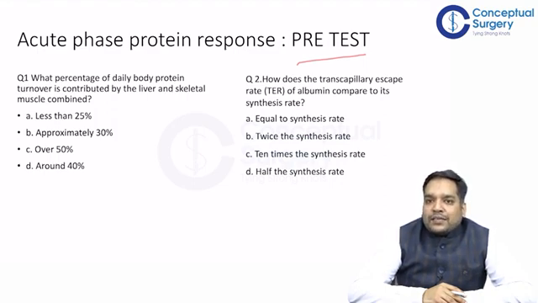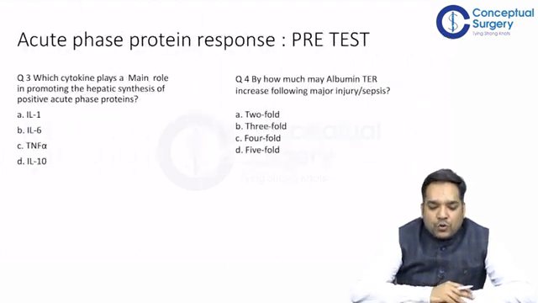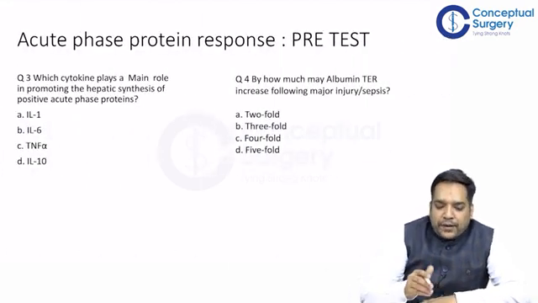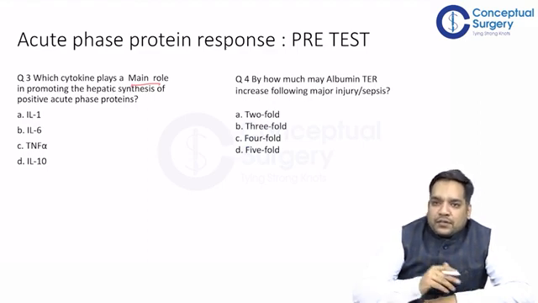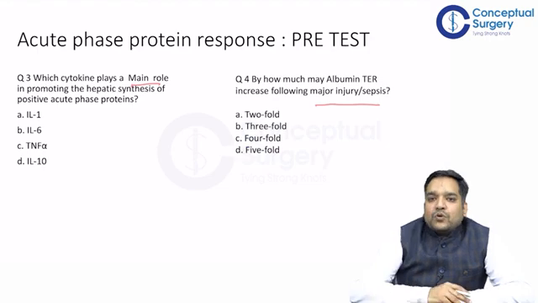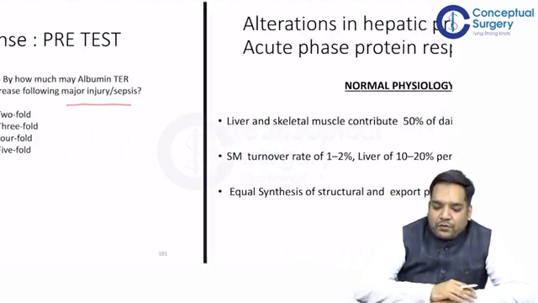Question number 2, how does the transcapillary escape rate, that is TER, of albumin compare to its synthesis rate? Is it equal to synthesis rate, twice the synthesis rate, 10 times the rate, or half the synthesis rate? Question number 3, which cytokine plays a main role in promoting the hepatic synthesis of positive acute phase protein? IL-1, IL-6, TNF-alpha, or IL-10. Question number 4. How much may albumin TER increase following major injury or sepsis? 2-fold, 3-fold, 4 or 5-fold.